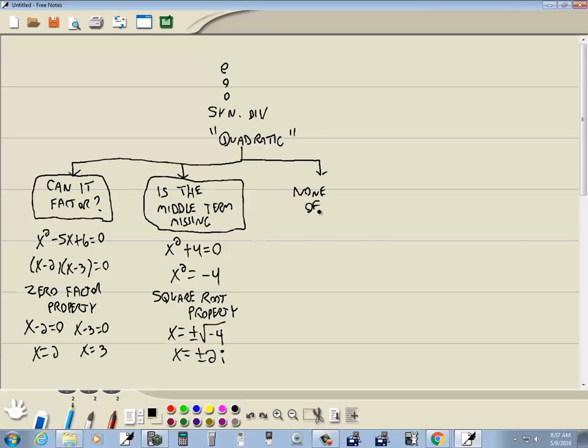Now, none of the rest. You cannot factor it, and the middle term's not missing. Then if you have x squared plus x plus 3, for example, equal to 0. Doesn't factor. The middle term is not missing. This is where you use the quadratic formula.